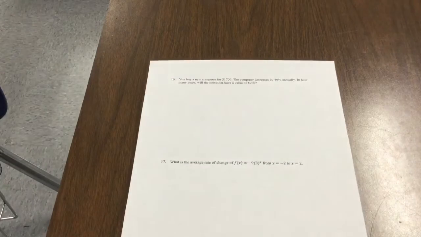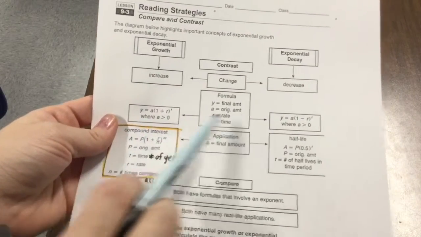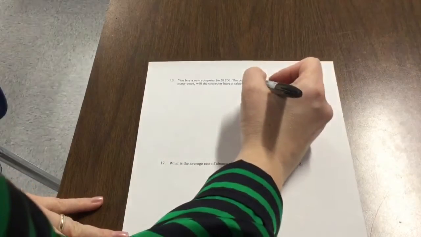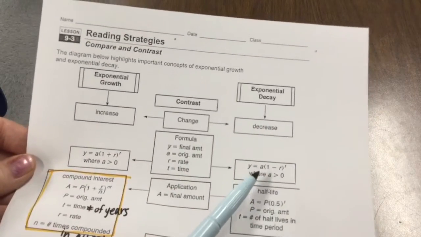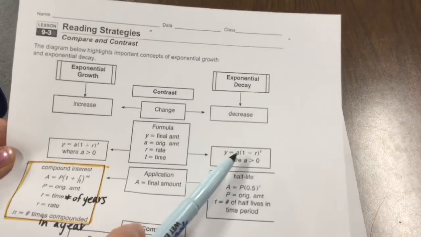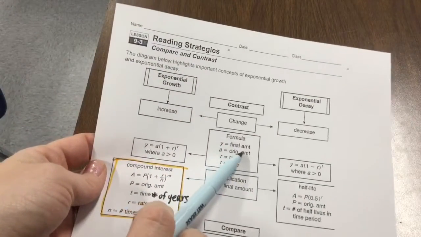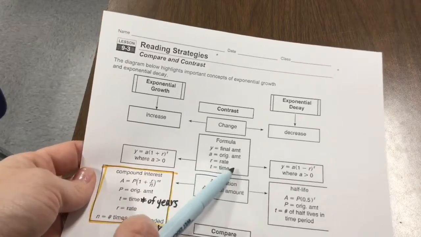So when we were looking at this graphic organizer in class, we were given a general model for exponential growth and exponential decay. And if you read through this, you see that keyword decreases, which means this would be an exponential decay. And so my general formula for setting up my model would be y equals a times 1 minus r to the t power. And if you look, A is your original amount, R is your rate, and T is your time.